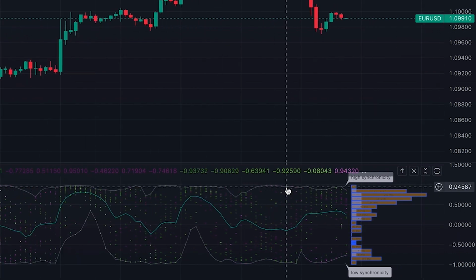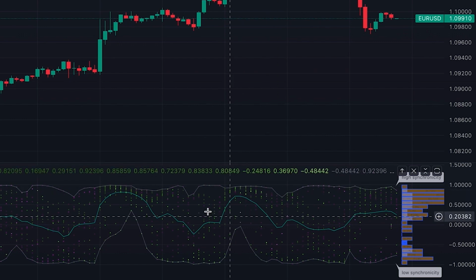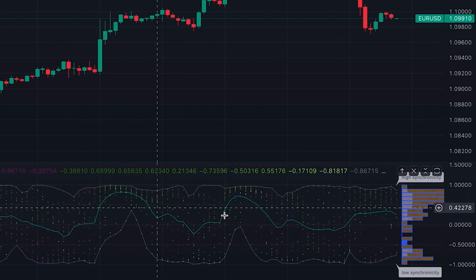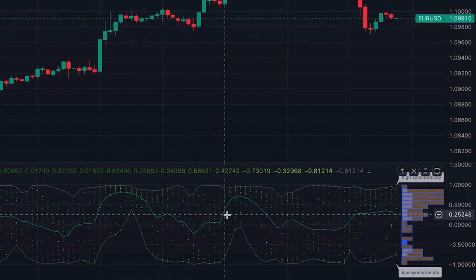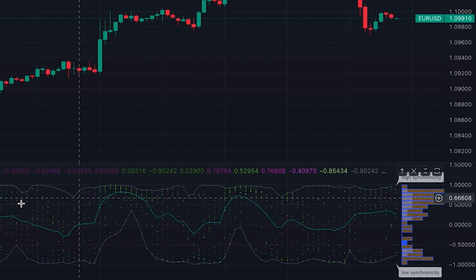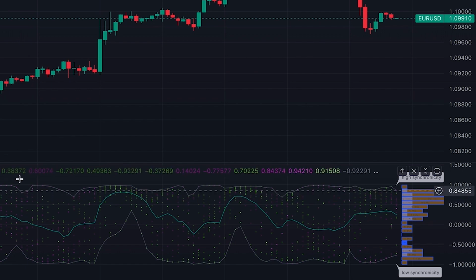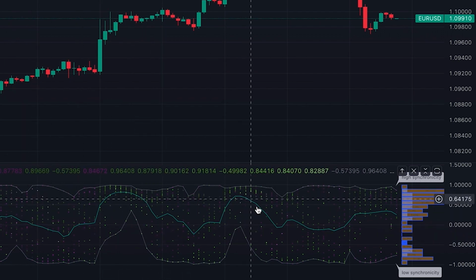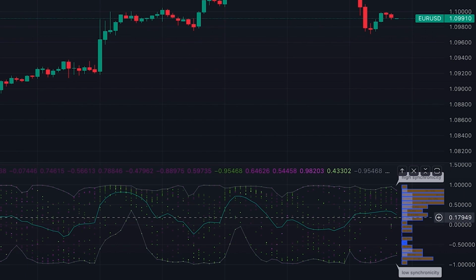As you can see, the dots have different colors. Actually, they are green and purple with different shades. If the price volatility was rising, the dot color is green, and if the price volatility was falling, the dot is purple. So green dots show rising price volatility and purple dots show falling price volatility.